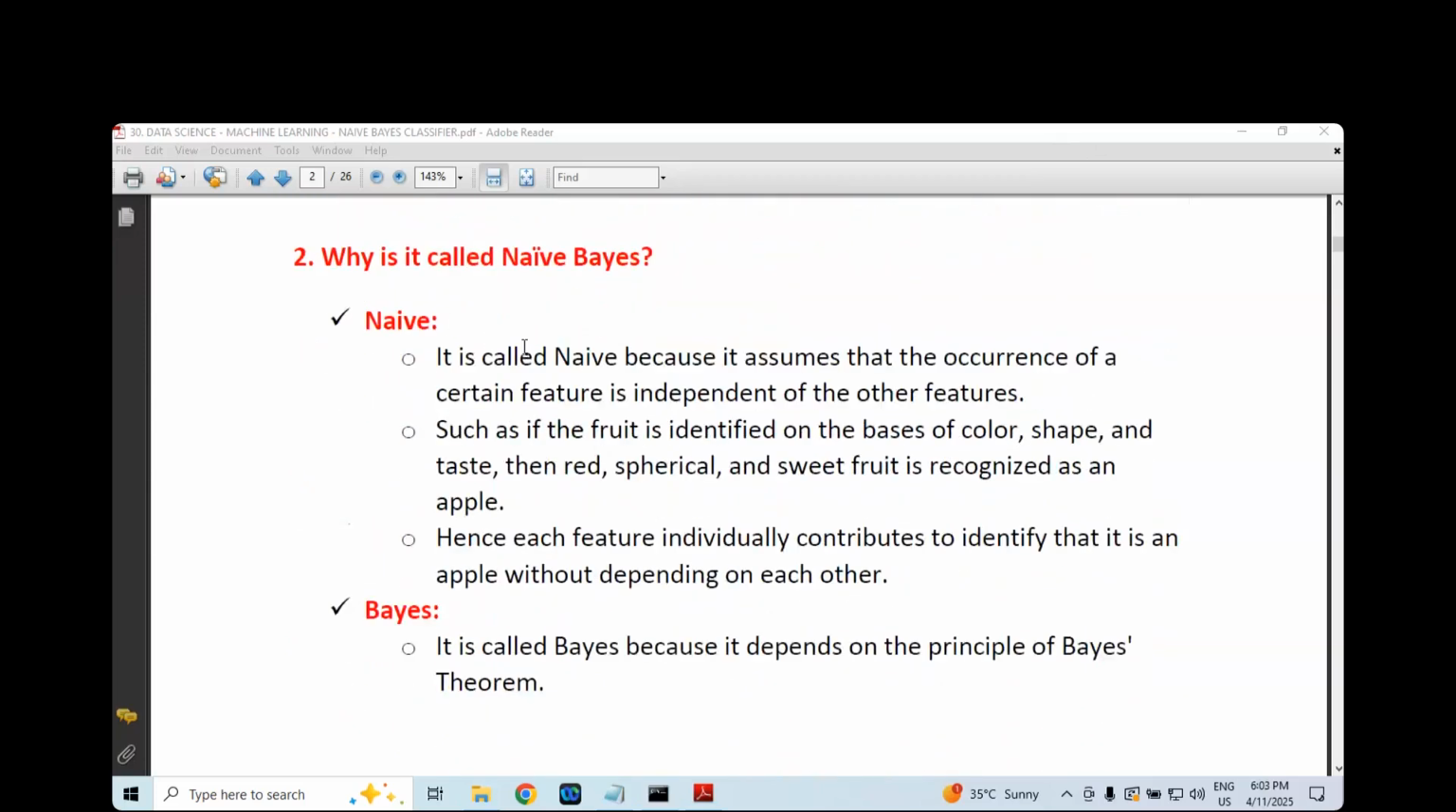Why is it called Naive Bayes? There is one small point you need to understand. First let me cover the word Bayes. It is called Bayes because it depends upon the principle called Bayes theorem. Maybe in 9th class or 10th class, we would have seen the formula. I will show you that formula also. It depends completely on Bayes theorem.